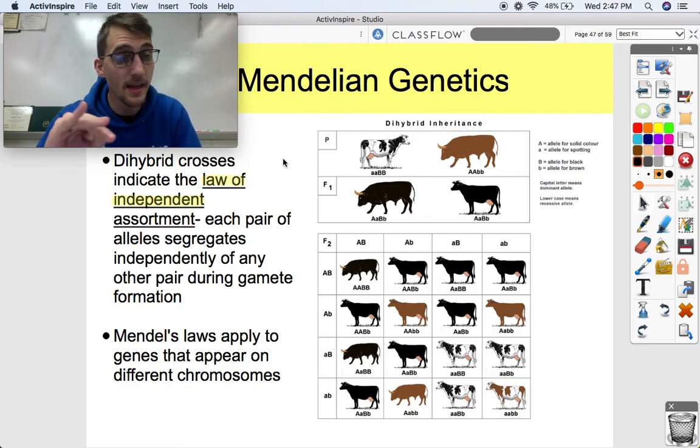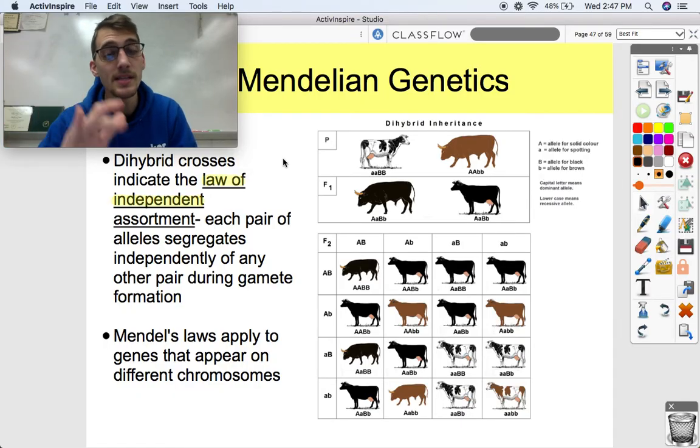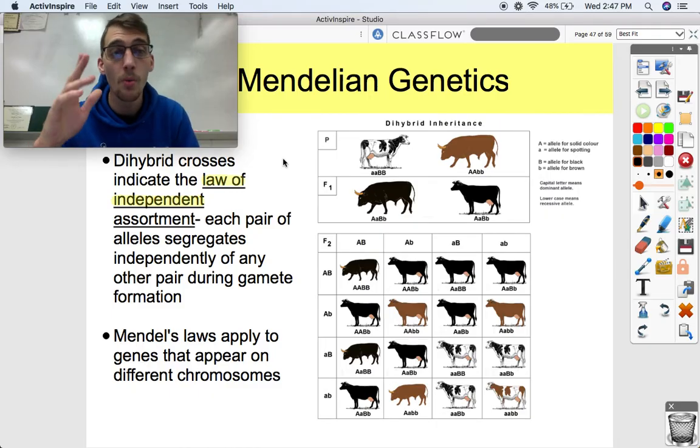Mendel's law is what we've been talking about in this whole thing with Punnett squares and dihybrid crosses. These apply to genes that appear on different chromosomes than one another. So in our next video, we're going to talk about when Mendel's rules don't work, and then we'll get into what we call chromosomal inheritance as well, because sometimes genes are on the same chromosome, and that causes a whole other different thing.